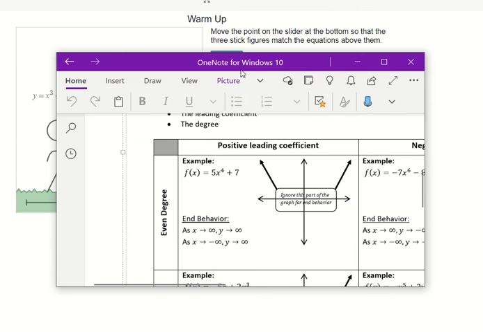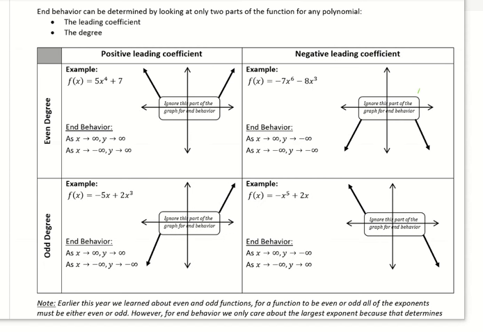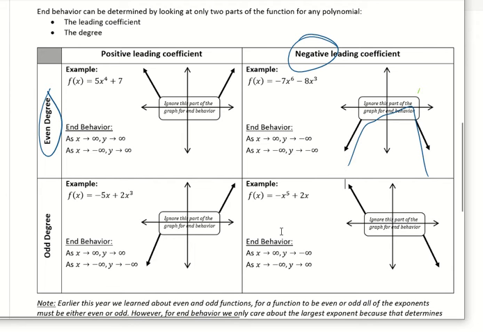we have a negative leading coefficient and an even degree because it's 4. So that means we're looking at down and down. So the arms are going to be like that, down. And then we look at the next one.